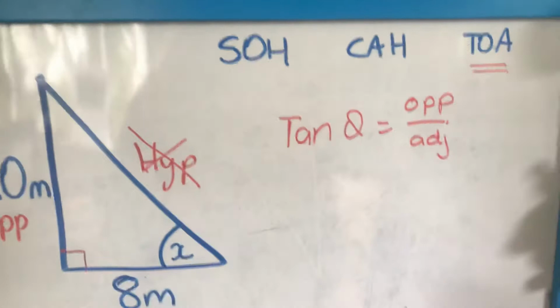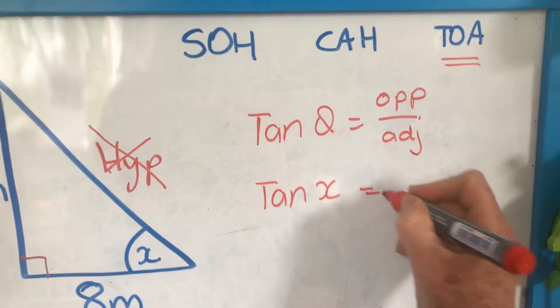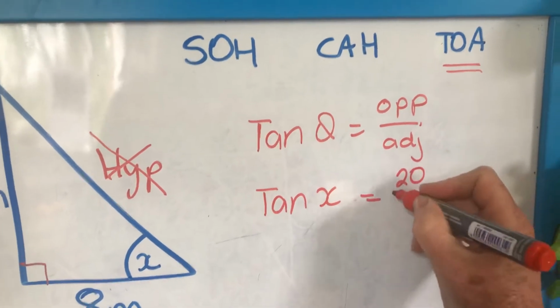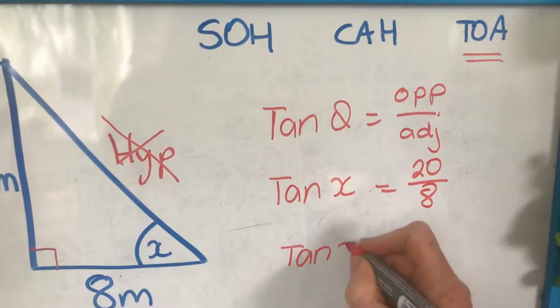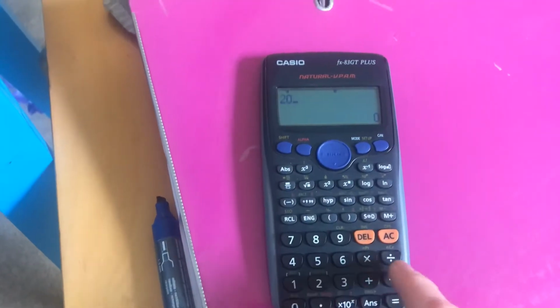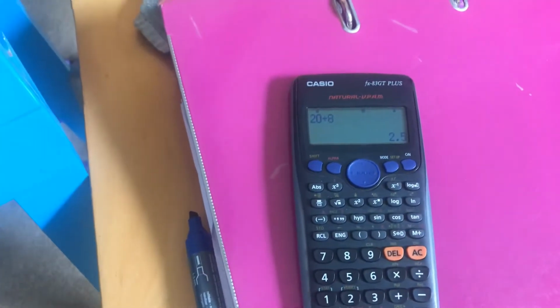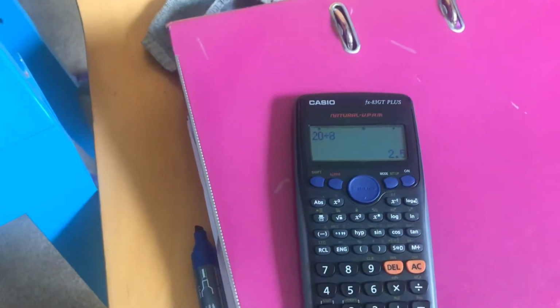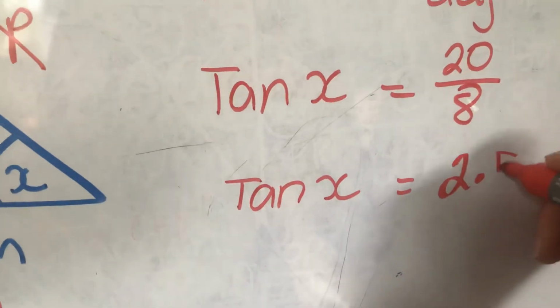Then we put in the numbers. So here our angle is x. So the tan of x is 20 over 8. So what does the tan of x equal? Well, we type it into our calculator, we type in 20 over 8 equals, and you can see that it's 2.5. So the tan of x is 2.5.